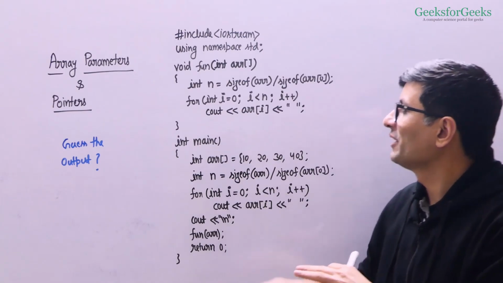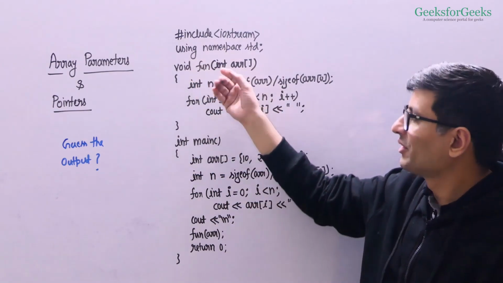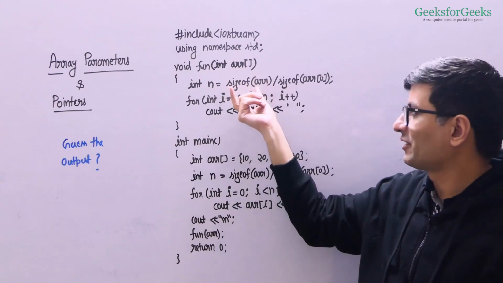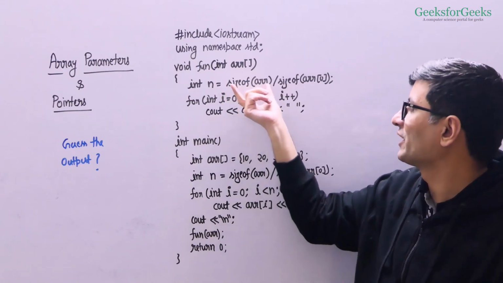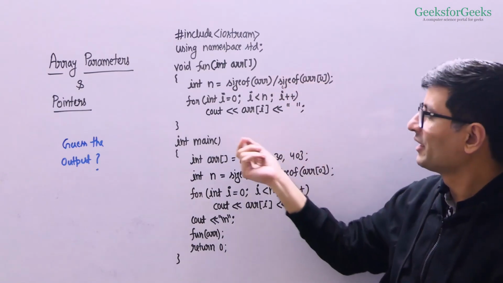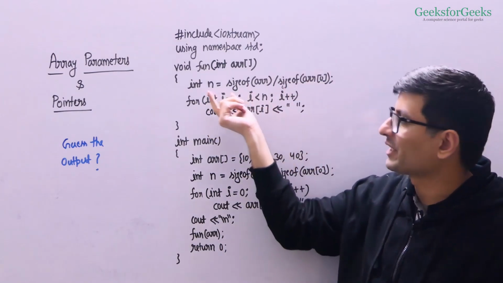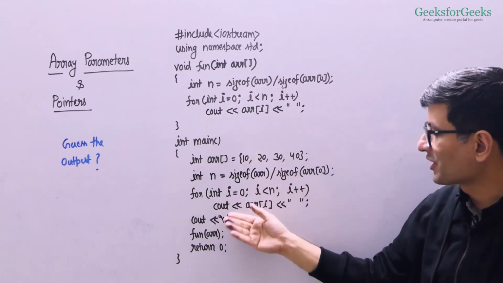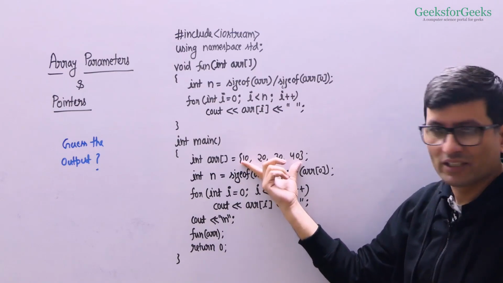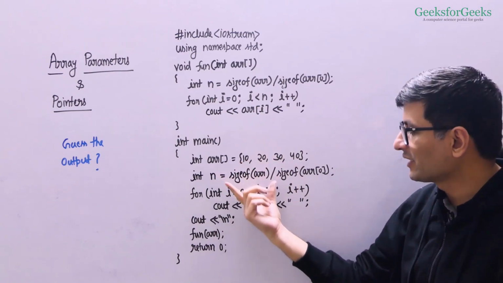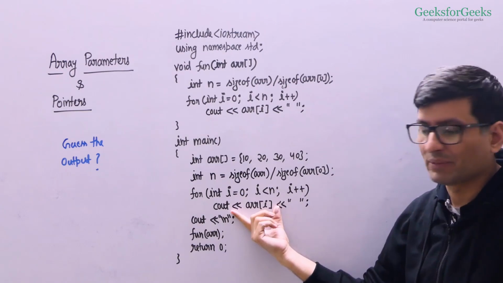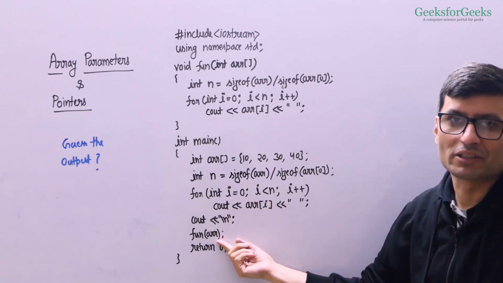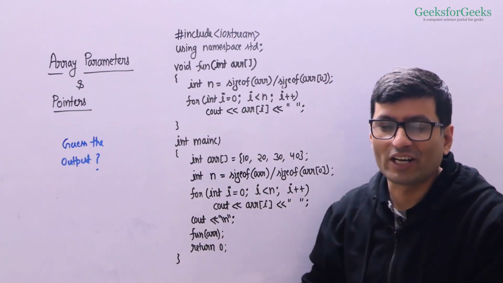Let's understand the program. We have a function fun where we are receiving arr. We are getting the size of arr. This is how we typically get the size of an array: sizeof(arr) divided by sizeof(arr[0]). Then we are running a loop from 0 to n minus 1, where n is the size, and we are printing the arr elements. Now in the main function, we are doing the same thing. We have an array 10, 20, 30, 40. We are getting the size. We are printing the array elements separated by space. Then we have \n, and then we are calling this function with arr as parameter. So please pause this video and try to guess the output.